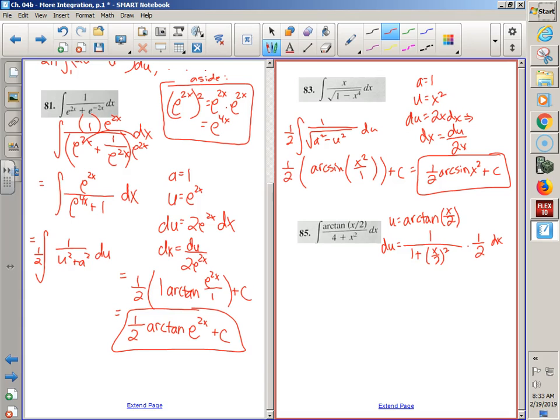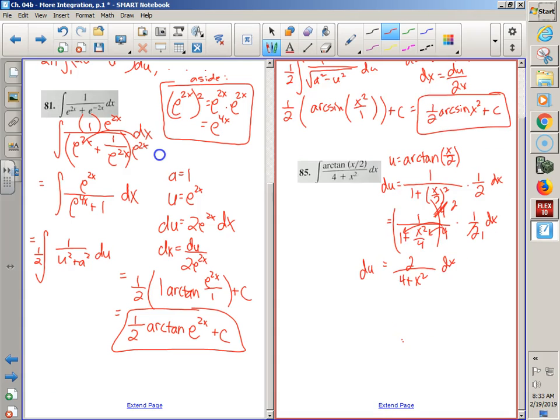The sad thing is you'd have to simplify this probably just a little bit to get 1 over 1 plus x squared all over 4 times 1/2. Maybe some of you see that we need to multiply this by 4 over 4 to make our lives easier. The 4 over 2 can become 2 over 1. The 4 multiplies in to be a 4. So we end up with 2 over 4 plus x squared dx, which ends up being quite nice. Sorry, guys. When it comes to solving.